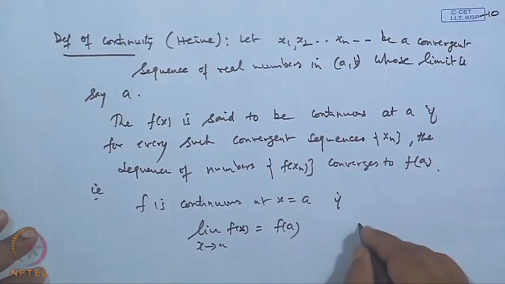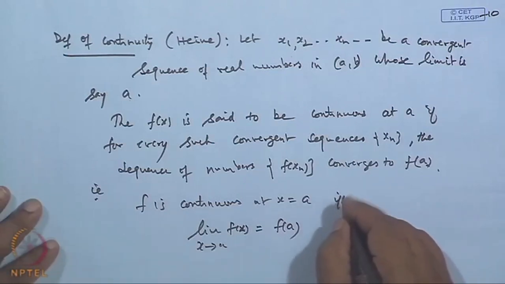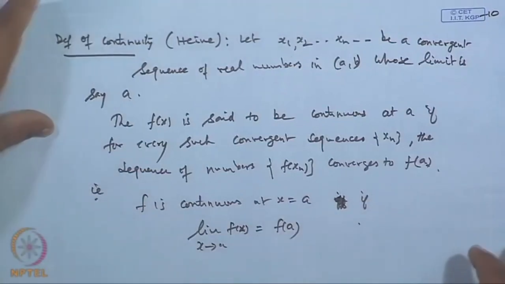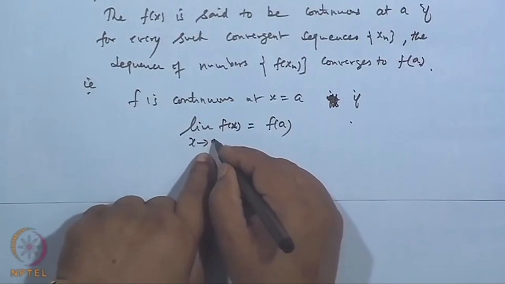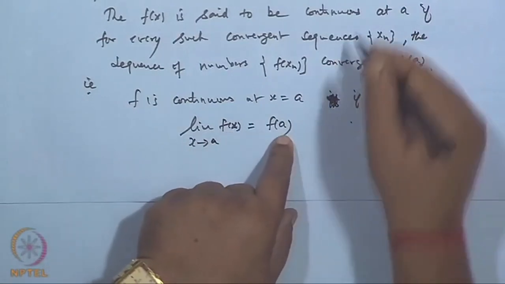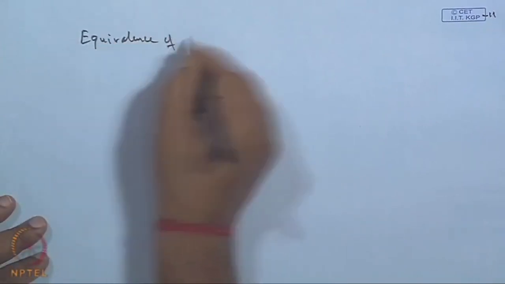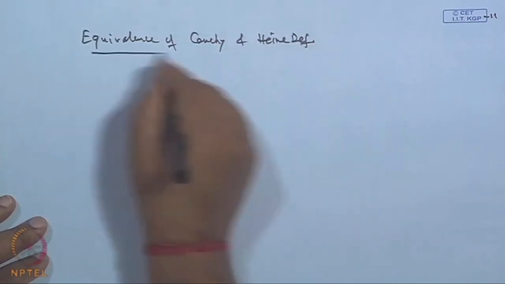This definition is if and only if. In fact, this is the definition given by Heine. So what it says is that if we take a sequence xn which converges to a, then f of xn will go to f of a. Now these two definitions are basically equivalent. The equivalence of Cauchy's and Heine's definition of continuity.